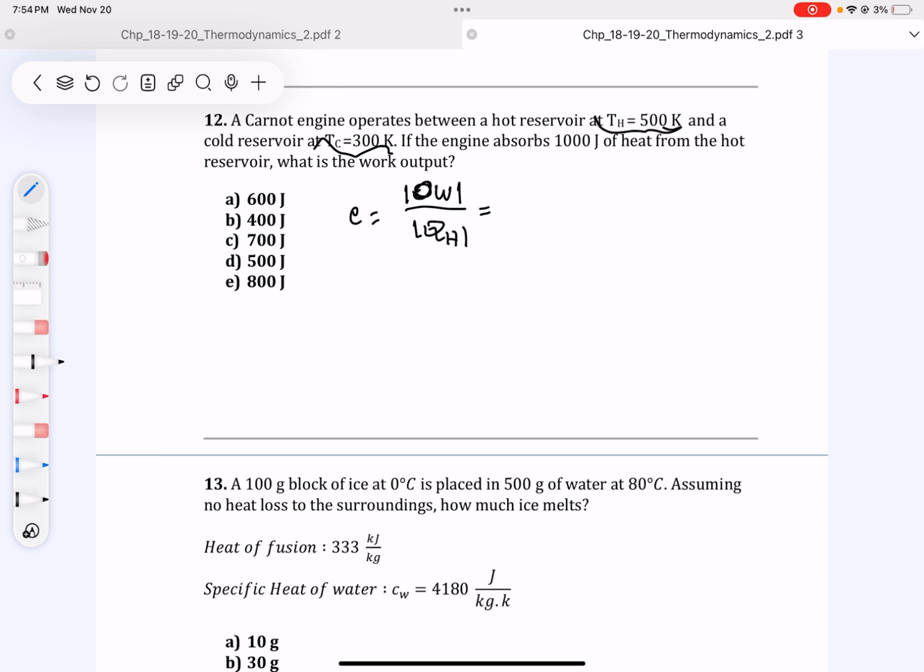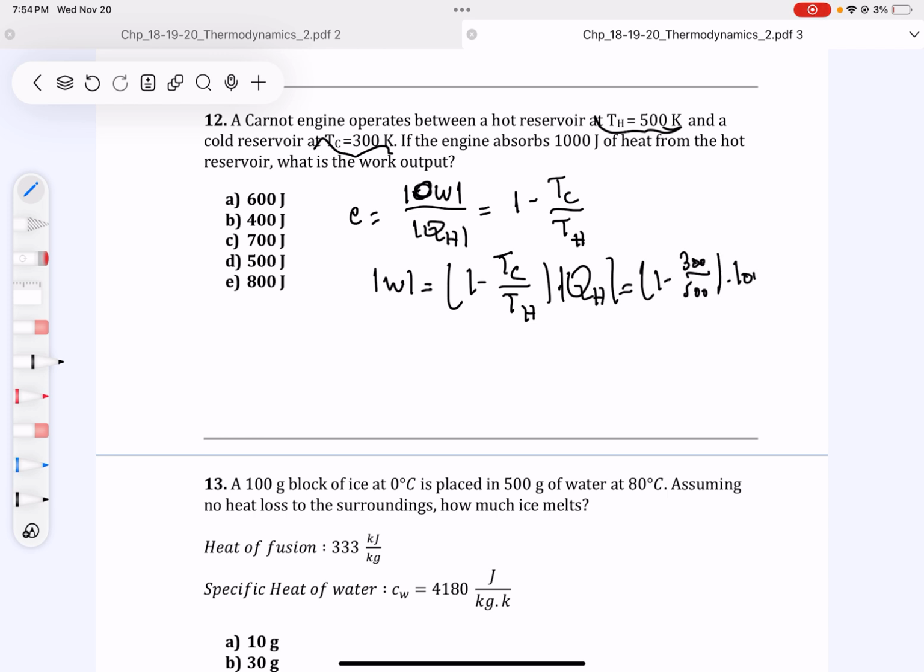But we said also that's equal to 1 minus TC over TH. Then absolute value of W is 1 minus TC over TH times absolute value of QH. That's equal to 1 minus 300 over 500 times 1000. This is 0.6, this all is 0.4, this is the efficiency, 0.4 or 40%. Then it's 400 joule, and that's B.